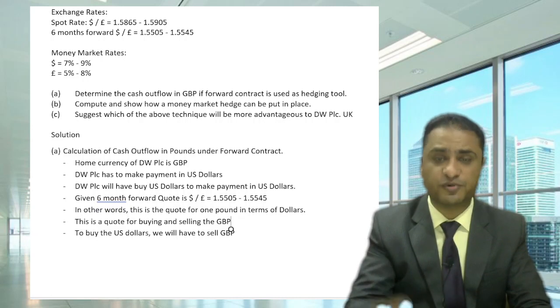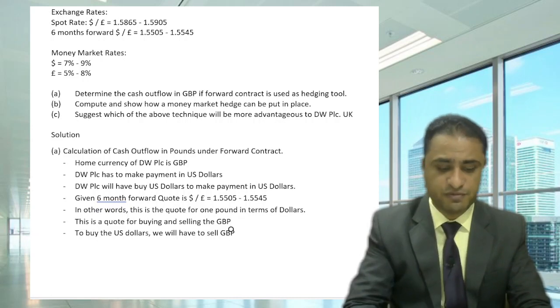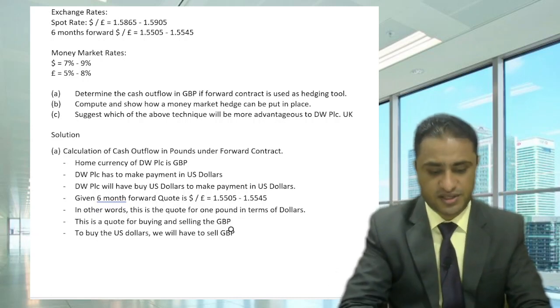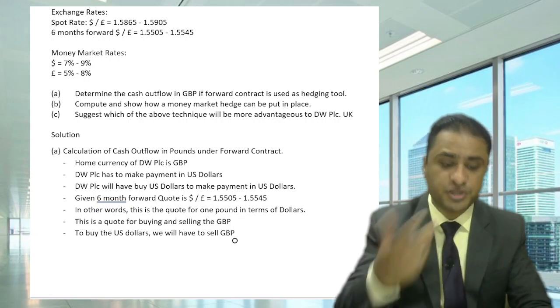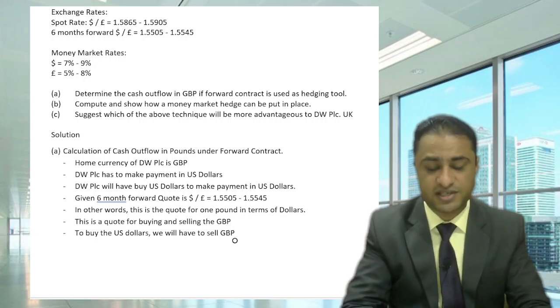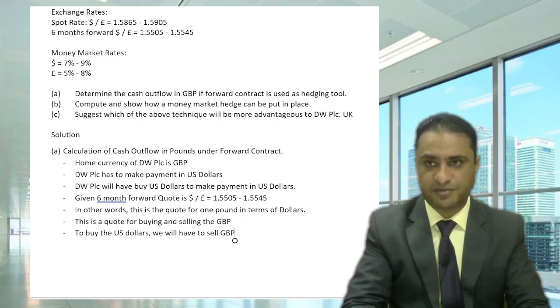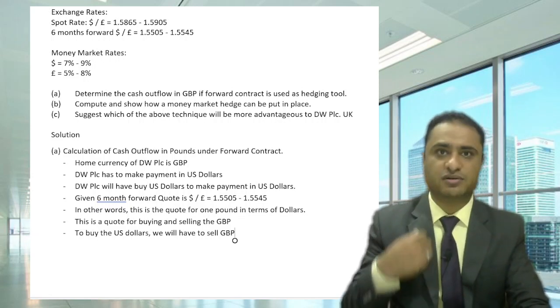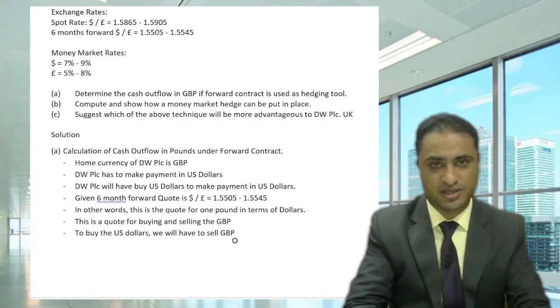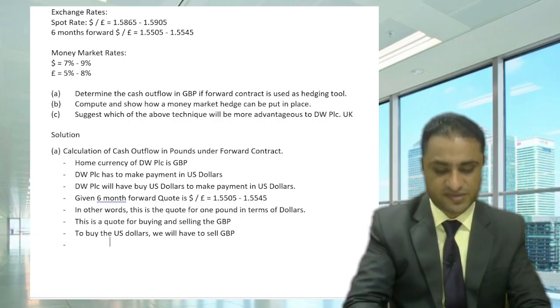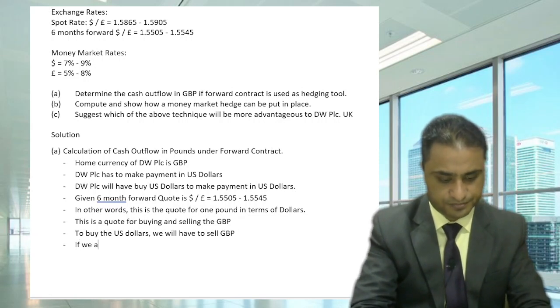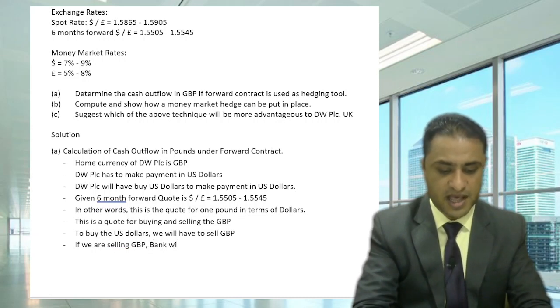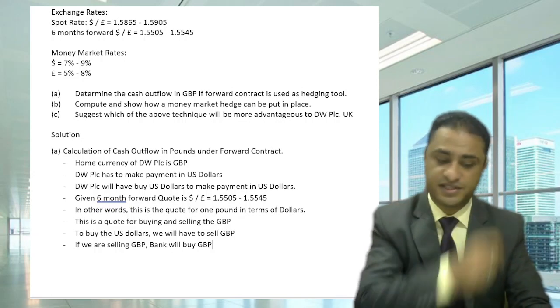The quote is for 1 Great Britain pound, and now we will have to set up things. What are we doing with the Great Britain pound? Are we buying the Great Britain pound, or are we selling it? If we want to buy the dollar, we will have to sell the GBP. If we are selling Great Britain pound, the bank will buy Great Britain pounds. The bank will buy the GBP.